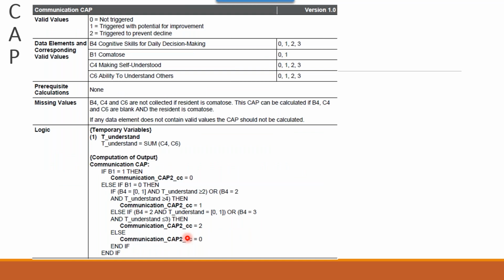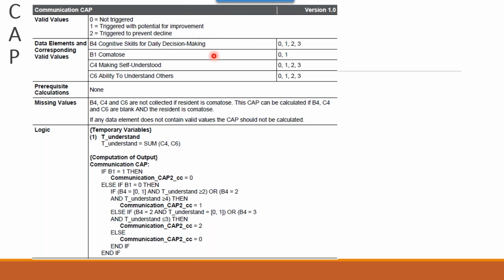Quite straightforward. And now we're on to the CAPs, for those of you in other provinces, or if you're in Ontario and you're currently using the CAPs. You can see there's also a CAP for communication, just like there was a RAP. Here we're going to be looking at 3 possible outcomes. It's not triggered. It's triggered where there's a real potential for improvement for a person. They actually could become more communicative. Or you can see here it's triggered in order to prevent a person from getting worse or declining. And we're using decision making this time, which is new. We didn't see that with the RAPs.